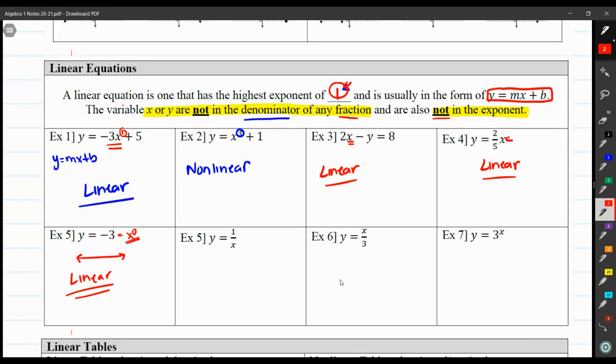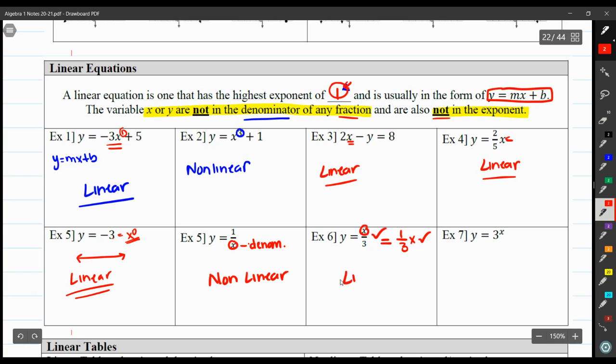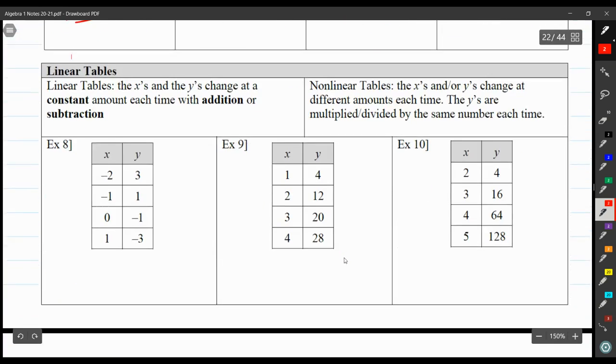For example 6, y equals 1 over x. X is in the denominator, which is not allowed. I'm not allowed to have it in the denominator, so this is nonlinear. For example 7, y equals x over 3, the x is in the numerator. That's okay, because I can rewrite that as 1/3 with x on the side. So this is, in fact, linear. And then for example 8, the x is the exponent itself, which is not linear either, so this would be nonlinear. And finally, we have tables.